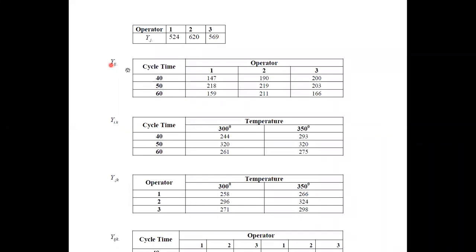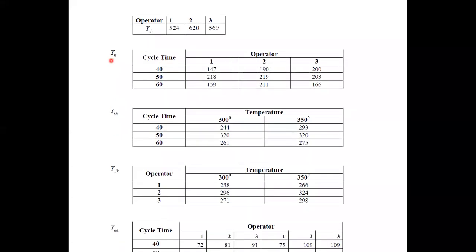Here, first of all, I am taking the interaction of ij. Interaction of ij means, here actually i and k, it is cycle time and the operator, this should be y, i dot k. It is because here we are considering the cycle time with the operator. Now you can see that cycle time 40 has 1, 2 and 3 operators, and 50 has that number, 60 has also that number. Therefore, now you can take their totals.